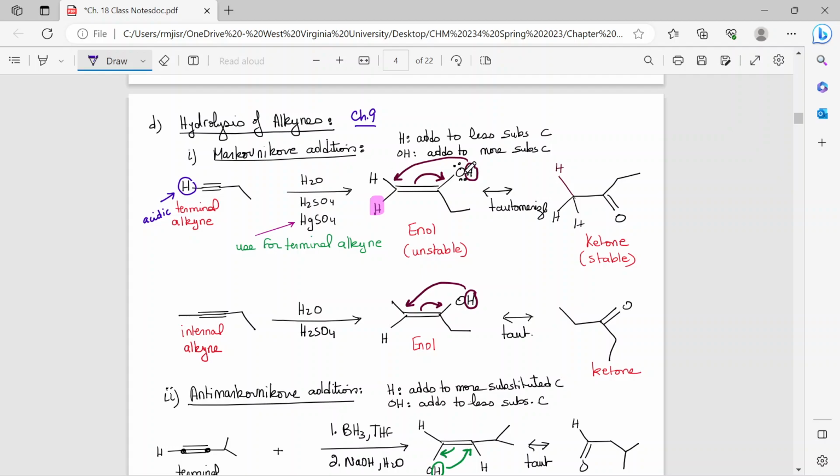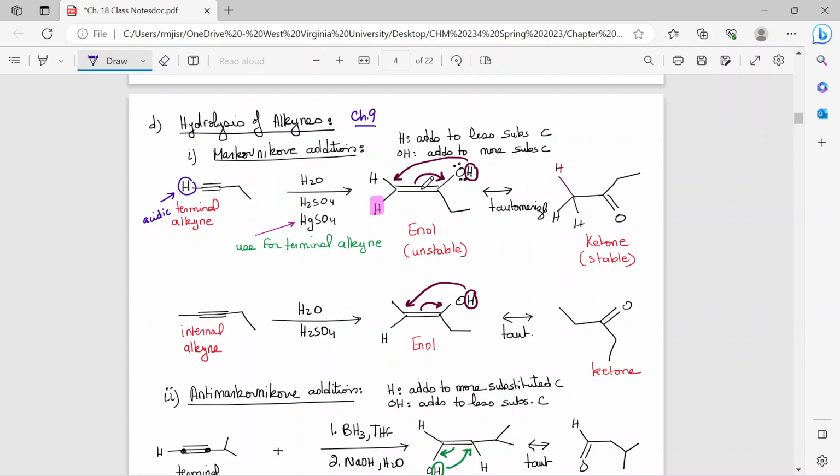Enols are unstable, and the reason they are unstable is that they have a double bond that is directly attached to the OH. The double bond is electron rich and the oxygen is electron rich, so you have two nucleophiles next to each other. The structure does tautomerization. The structure rearranges to form the most stable product, and the rearrangement is called tautomerization.